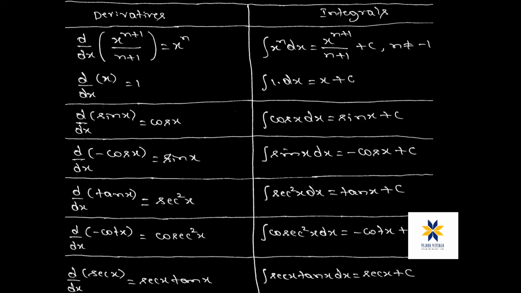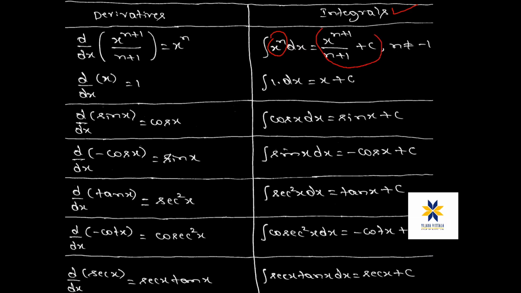As you all know, the integration formula, that is integration of x to the power n, is x to the power n plus 1 divided by n plus 1 plus c, where c is the integration constant. And these are all some integration formulae. We have some more in the next slide.